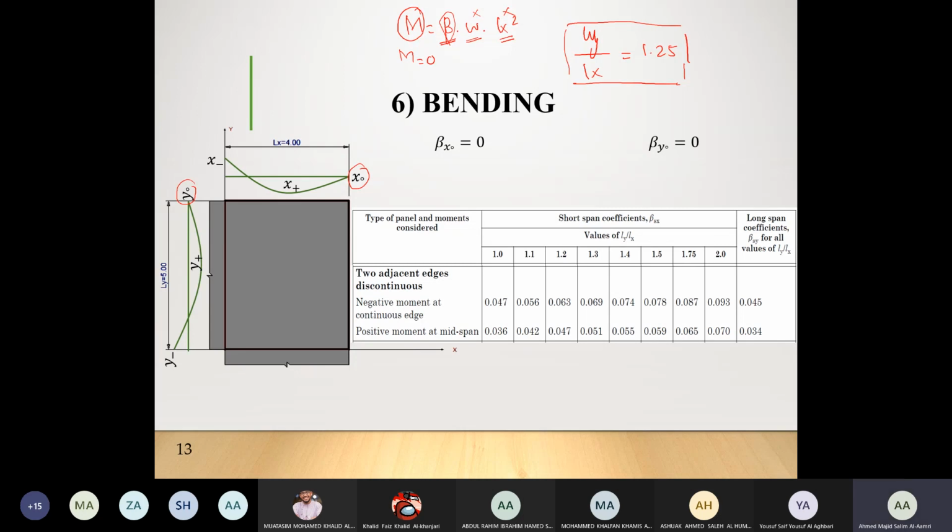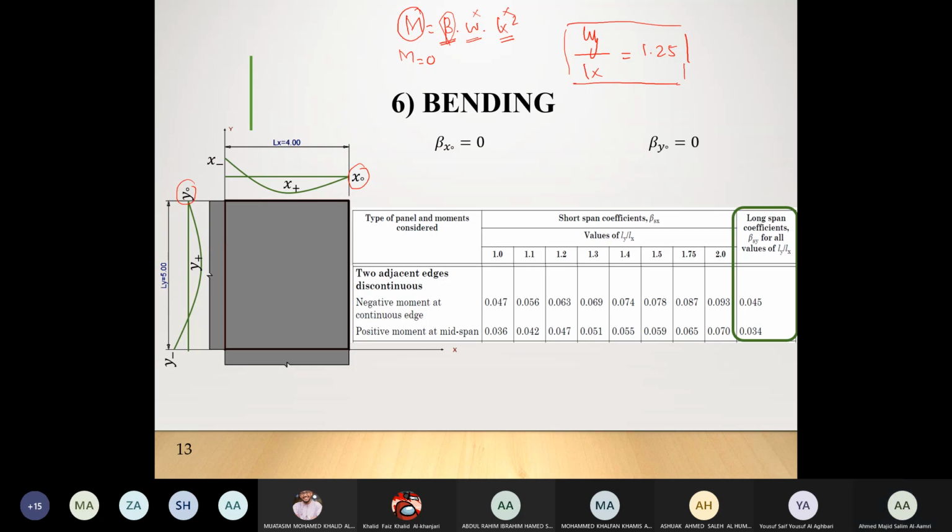Okay, and then we have the coefficients of y, which are easy. Now you can see we can go and get the coefficients of y easily. One is going to be for the negative and one is going to be for the positive. So for the negative moment, which is at the edge, representing y negative, it is going to be 0.045, and the one representing the positive is going to be 0.034.